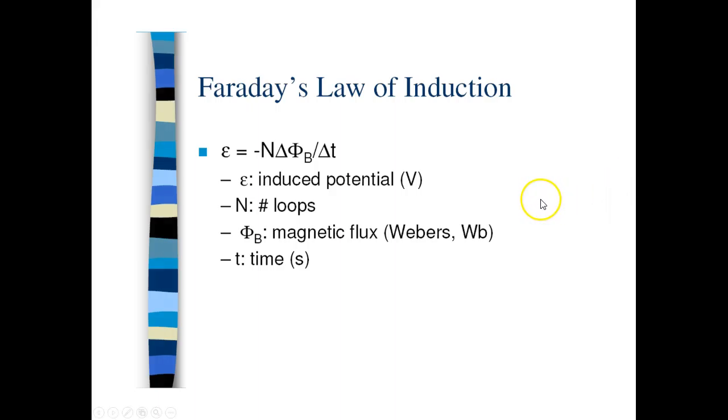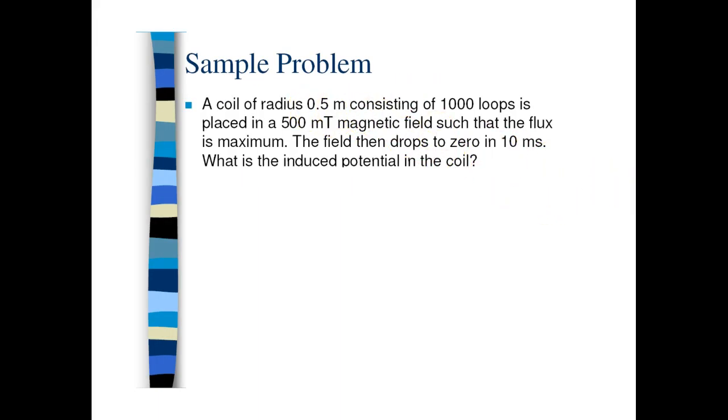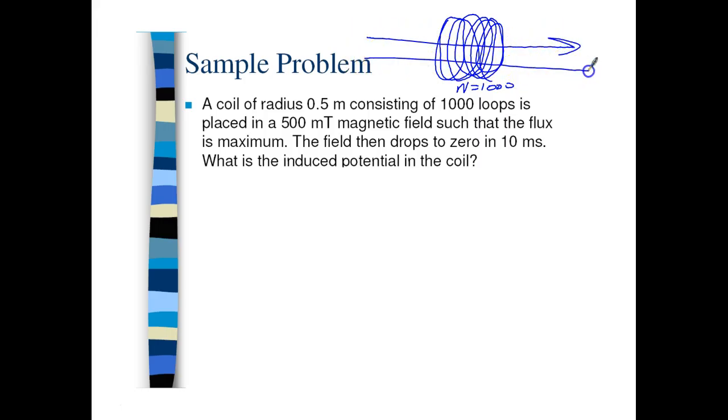All righty, here we go. This first problem says I have a coil of radius just 0.5 meters. It consists of 1,000 loops. So you would have a coil of wire with 1,000 loops in it, so N is equal to 1,000. It's placed in a magnetic field such that the flux is maximum, so we know that the magnetic field lines have got to be going through this way, parallel to that normal line with the area. If we fill in this circle, there's our A, and here are our B field lines. The field starts at 500 and then goes all the way to 0. So now we know what our change in magnetic field is.